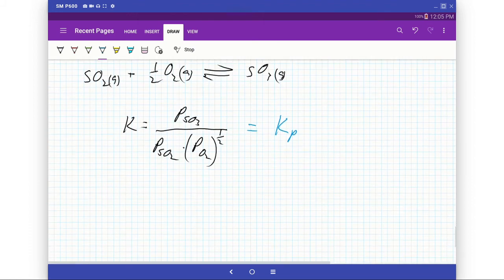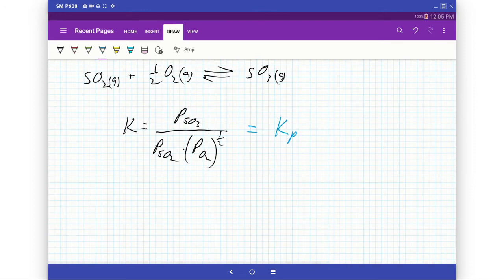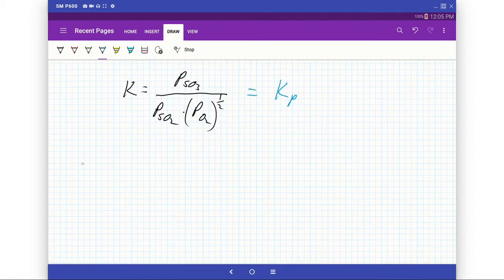I'm actually going to skip the second one, and I'm going to do the third one. The third one is that of H2CO3.